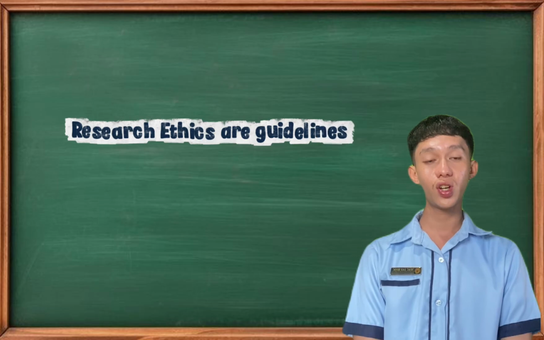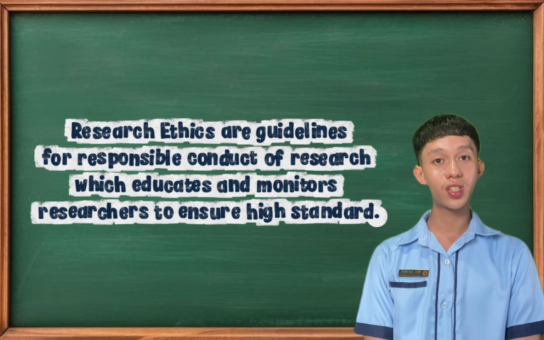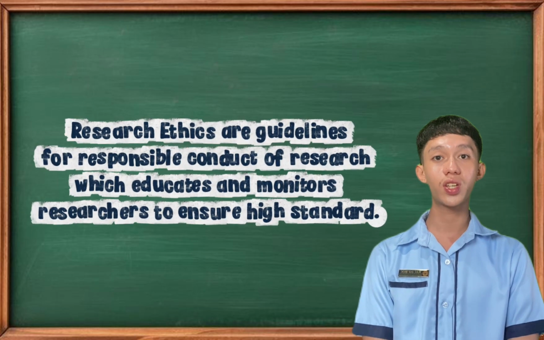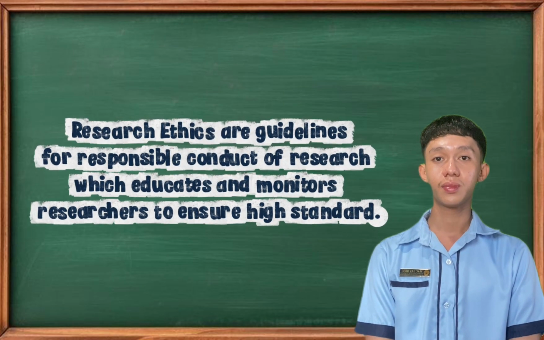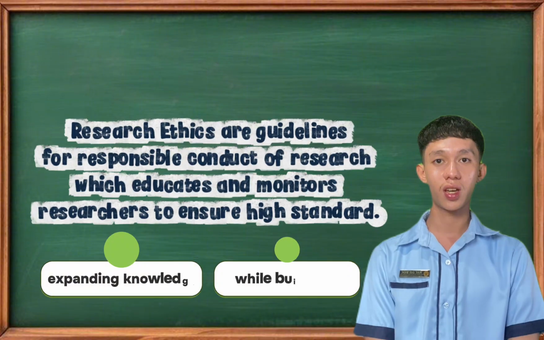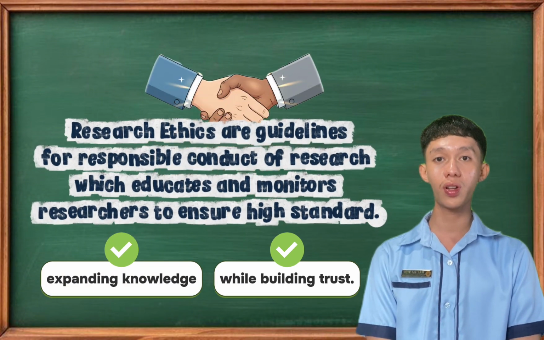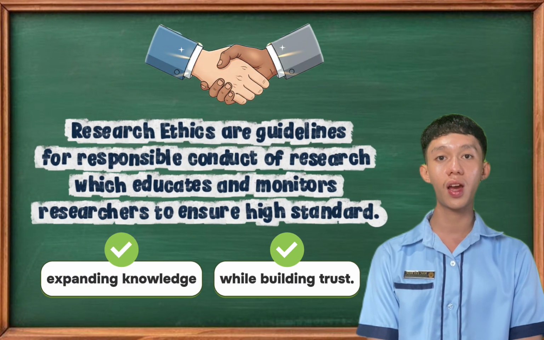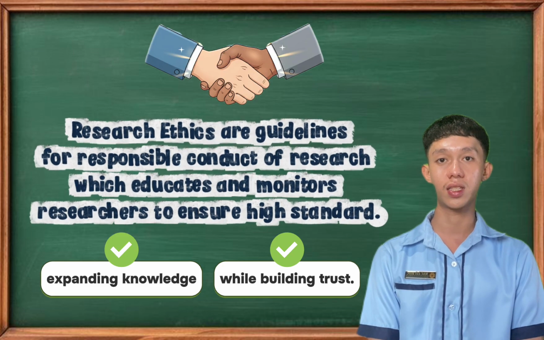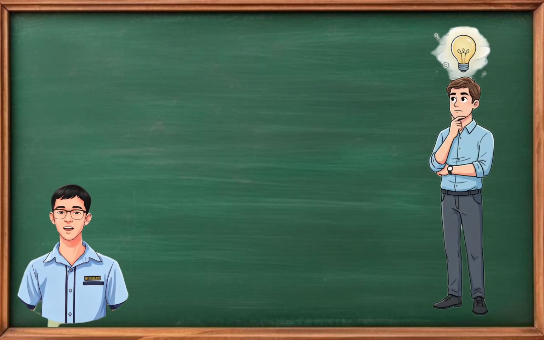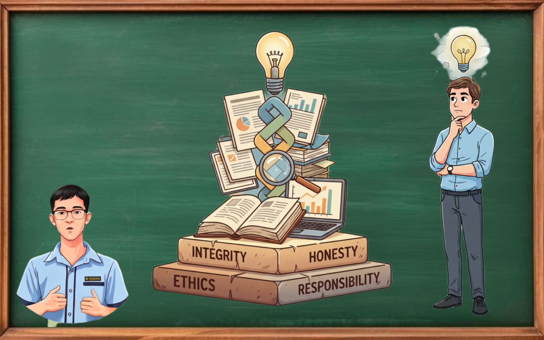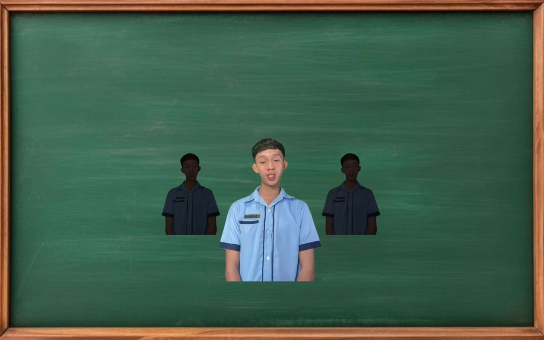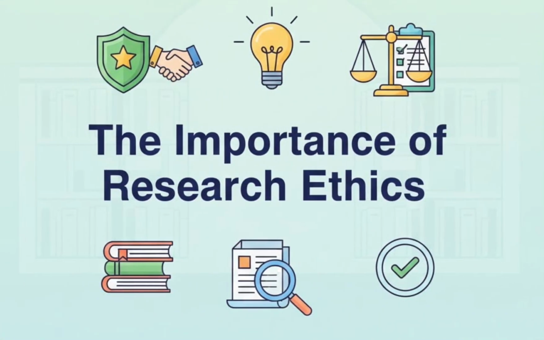As defined, research ethics are guidelines for the responsible conduct of research, which educates and monitors researchers to ensure high standards. It promotes the aim of research, such as expanding knowledge, and supports the values required for collaborative work, such as mutual respect and fairness. It means that ethics in research is not just a rule, it is the foundation for producing reliable knowledge. So I have here 5 main reasons why ethics is very important in research.